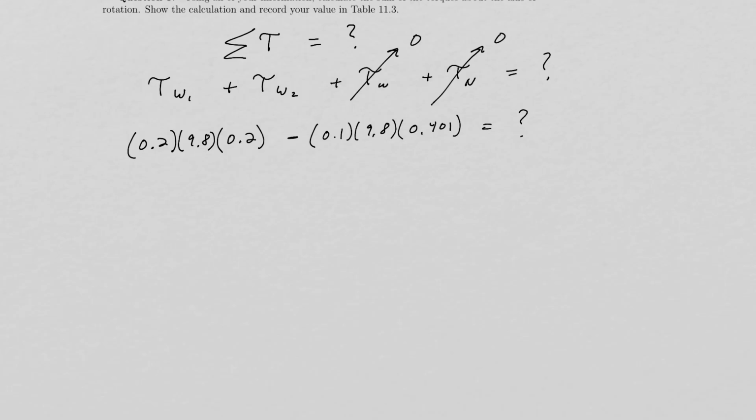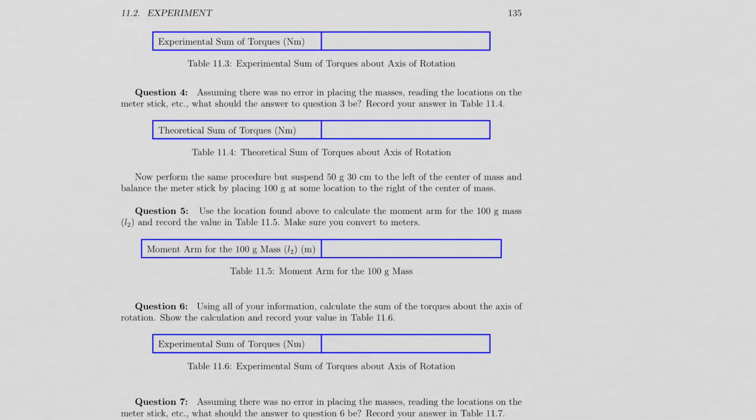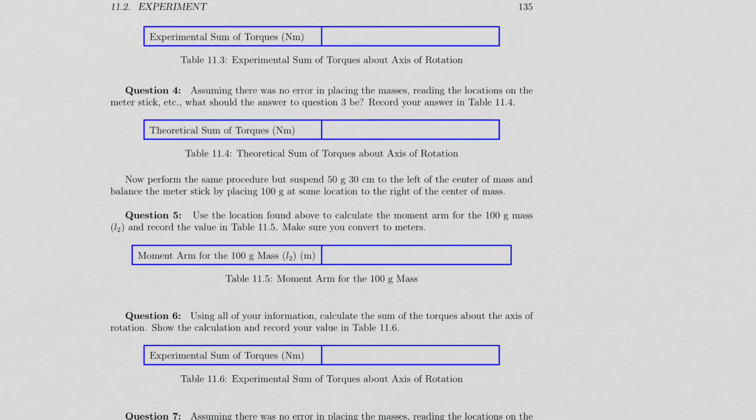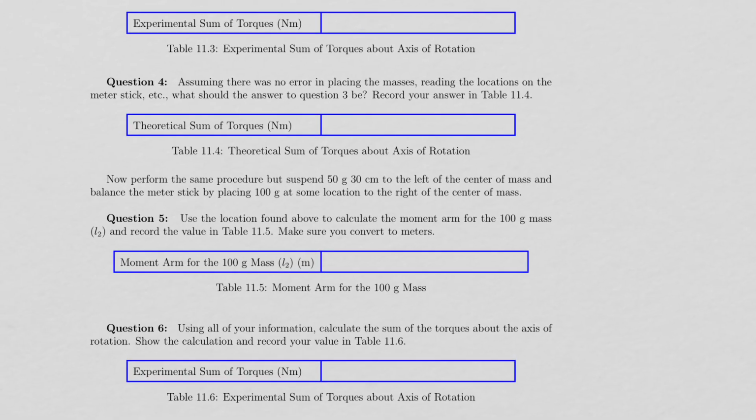Question 4. The next page. Assuming there was no error in placing the masses, reading the locations on the meter stick, etc., what should the answer to question 3 be? So if everything is in rotational equilibrium, what should the sum of the torques equal? That's what it's asking, right? So just one simple number for question 4.